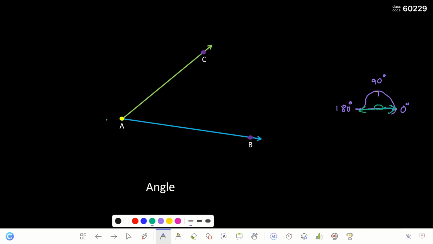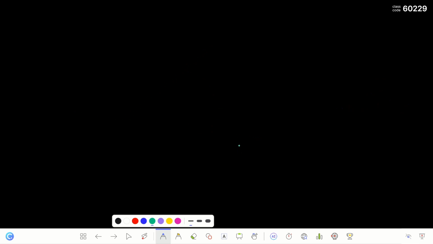Now, this point right here, point A, is known as the vertex of the angle, the point at which the angle is formed. The two rays that form the angle are known as the arms of that angle. So we have two arms here. Every angle has two arms. AC is the first arm and AB is the second arm.